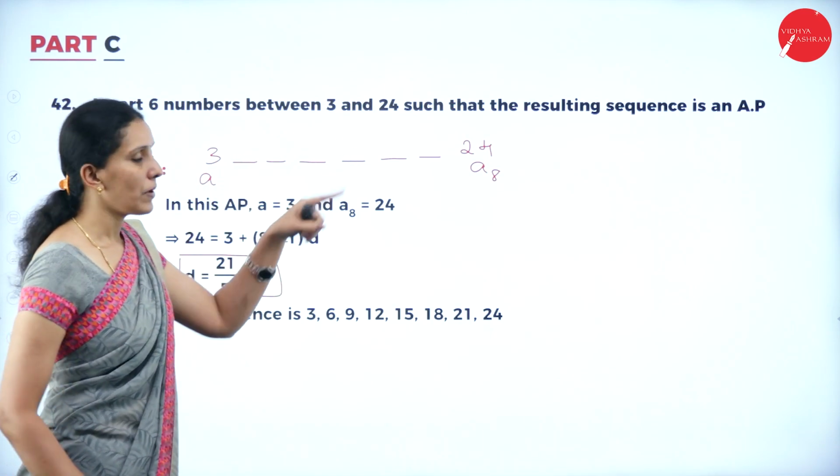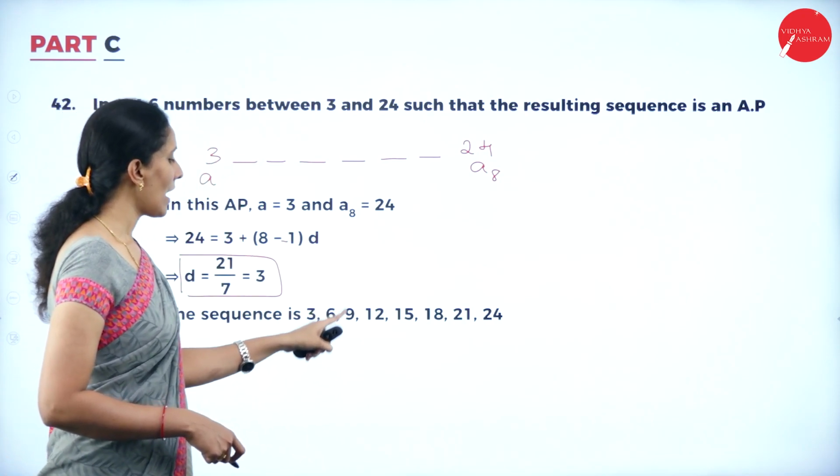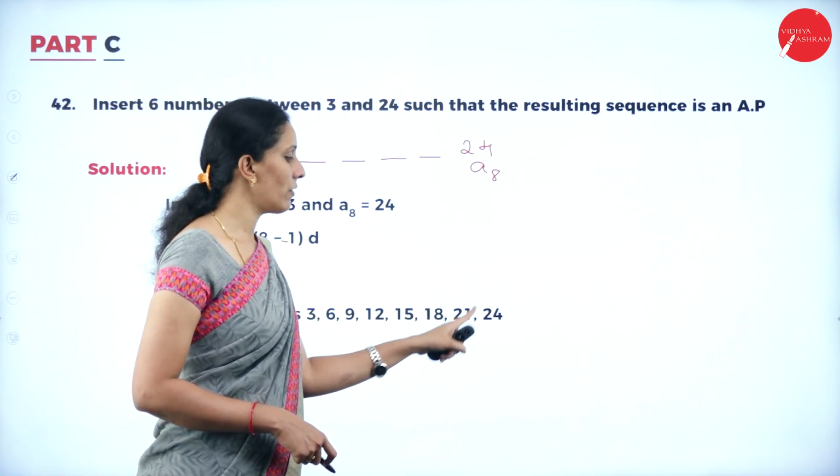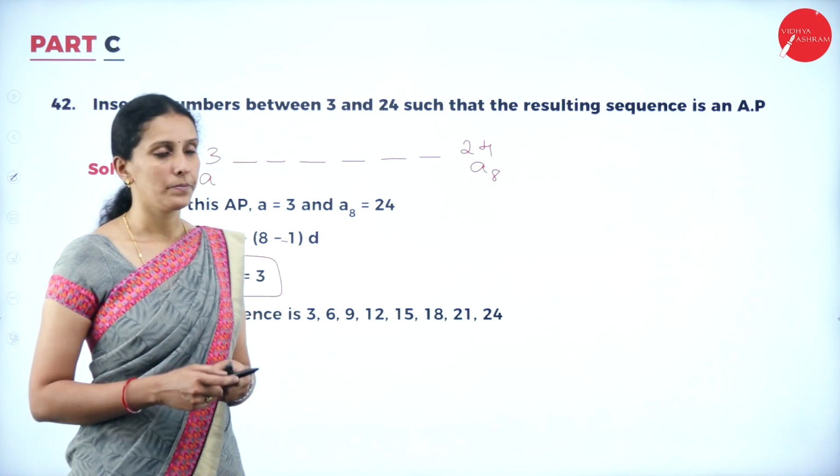Solving, we get d is equal to 3. Since this is an AP, just add 3 to the next term. So 3, plus 3 is 6, 9, 12, 15, 18, 21, 24. So this is the sequence in the form of an AP.